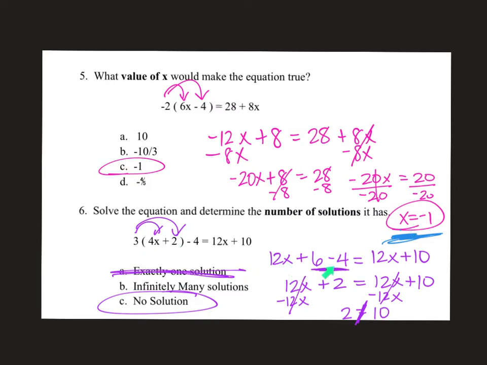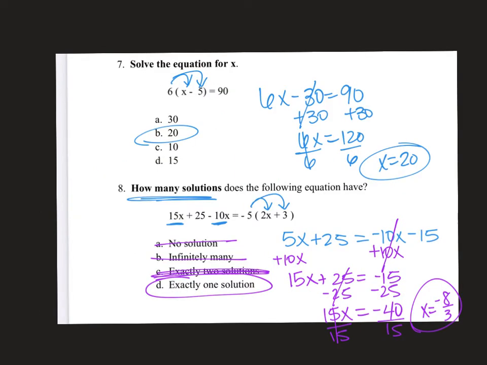Now on number 6, we still had to distribute. When we did, we also saw that we had like terms on the left side. We combined them, and then we noticed that our variable terms were the same. So when we went to move them, they both canceled out. All you have left is 2 equals 10, which is not a true statement. So we said it was no solution. Once we knew the variables canceled out, it could not be the answer choice that says exactly one solution. It had to be one of the other two, and the reason it's no solution is because the two sides are not equal.